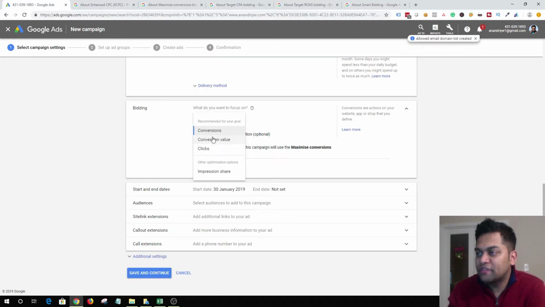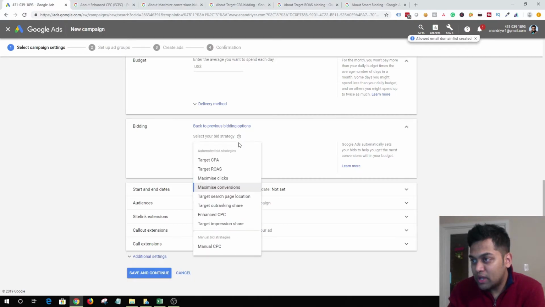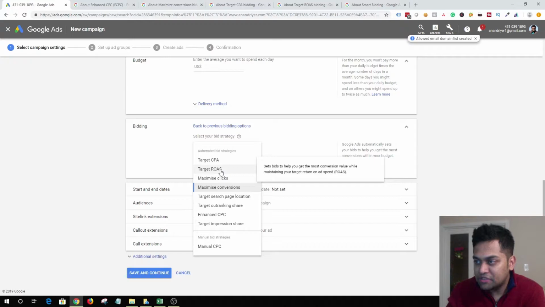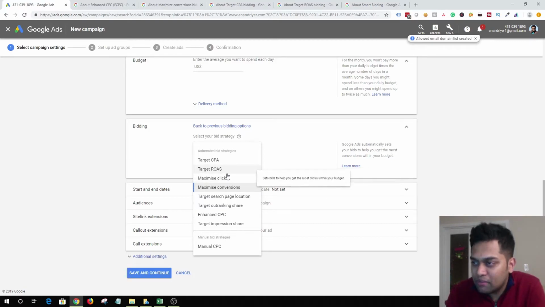Right now it's asking what you want to focus on. Again, you have three different options: conversions, conversion value, and clicks. Let's keep conversions, but then when you click on the option that says select a bid strategy directly, here is where you can set your automated bid strategies. You have target cost per acquisition, target return on ad spend, and maximize clicks. When you set maximize clicks, Google will find all the people who are more likely to click on your ad, but that's your top of the funnel objective. What you should really be worried about is conversions, leads, and sales. So I would recommend maximize conversions.